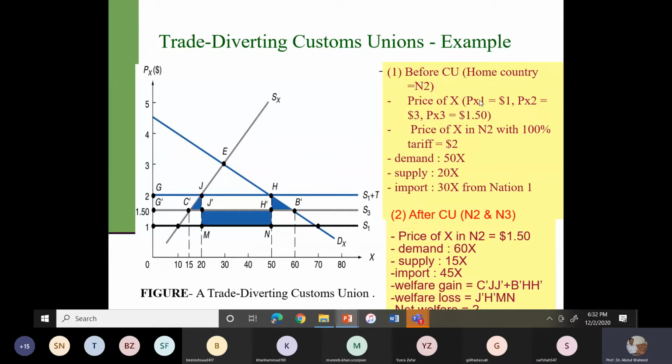Price of X in nation 1 is $1. Price of X in nation 2, in this country, is $3 here. And the price of X in nation 3 is $1.5. Now this is a graph for nation 1, the supply curve for nation 1, which is perfectly elastic. This is the supply curve for nation 3. Again, it is perfectly elastic. So this is a case of a small country because it is facing a horizontal supply curve. So here the price is $1.5.